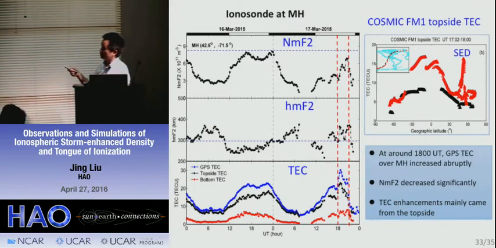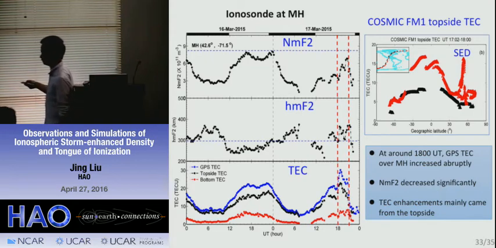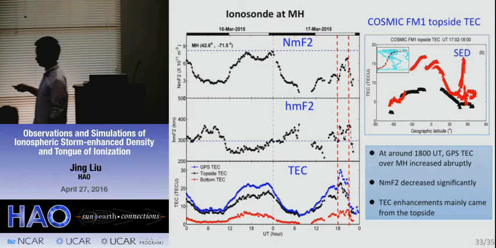Here are the results from Millstone Hill. The NmF2 and the HmF2 are from the ionosphere observation. The last one is the TEC, also at the same location. I want to add a little more explanation here. This blue one is the GPS TEC. The bottom side TEC is calculated by the integration of the ionosphere measured electron density from the bottom of the ionosphere to the F2 peak. The top side TEC is calculated by subtracting the bottom side TEC from the GPS TEC.